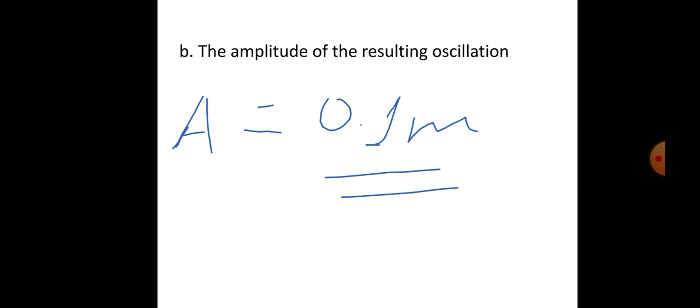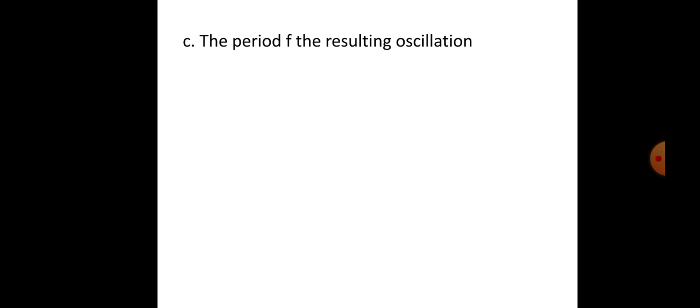Next, question B. The amplitude of the resulting oscillation. Amplitude is the maximum oscillation. This is already given to us. We don't need to calculate anything, since the amplitude is given, because the question gives the maximum displacement of 0.1 meter. Amplitude is equal to 0.1 meter. That is what we call amplitude. That amplitude is equal to 0.1.